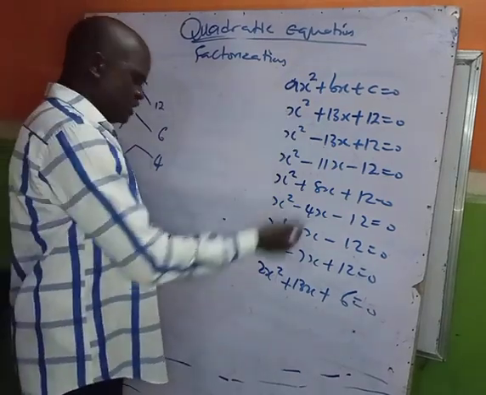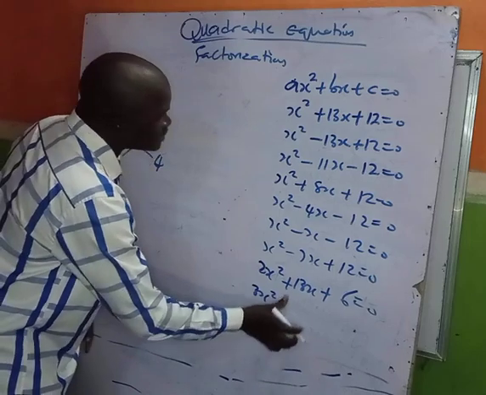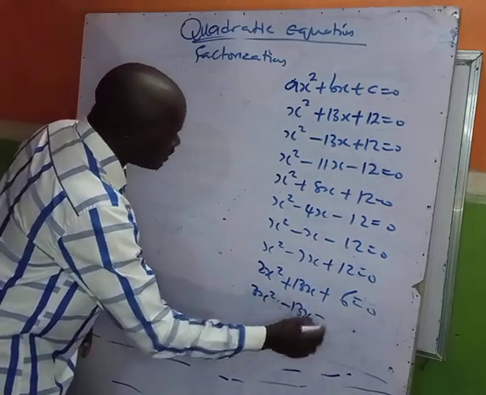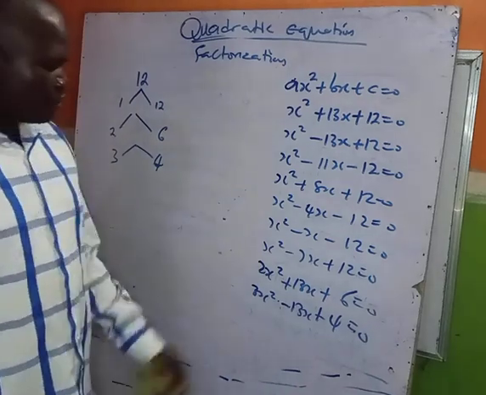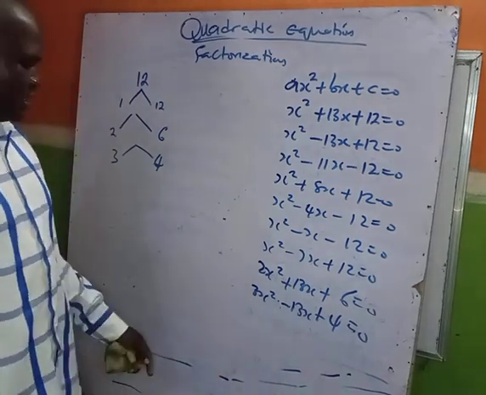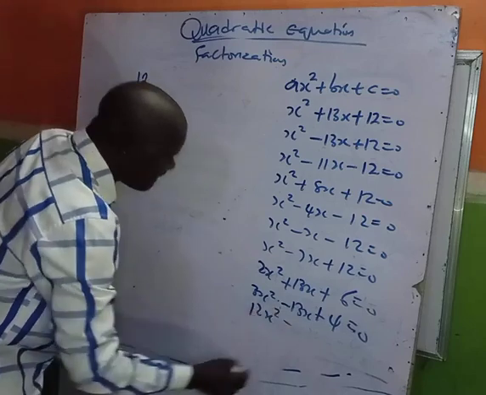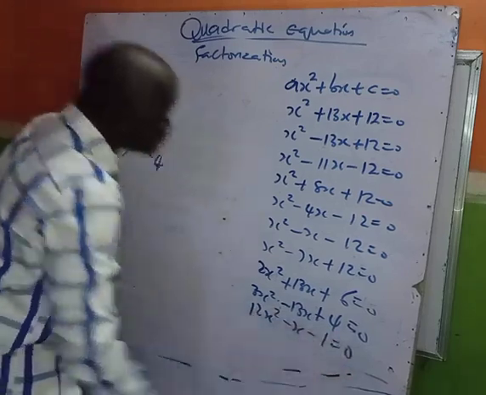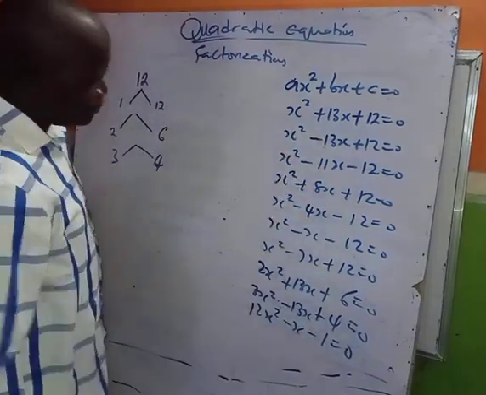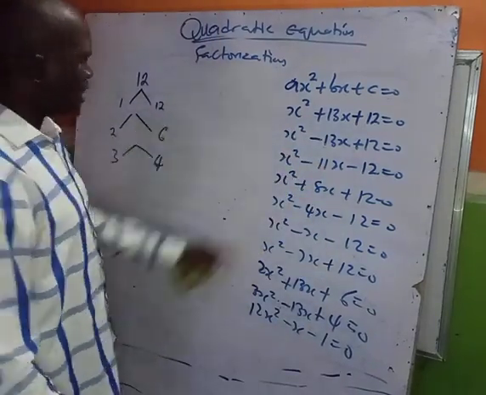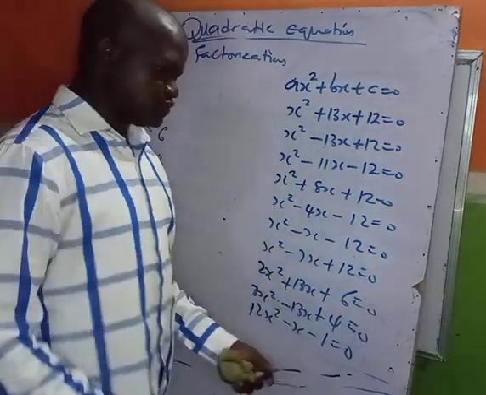If I want 3 to be here, so I will have 3x squared plus what? Let's see, minus 13x plus 4 equal to 0. Well, what if I want 12 to be here? Considering this one, you can have 12x squared minus x minus 1 equal to 0. So if you want to use it to form quadratic equations, you can form it like that. This one you see, you can use to form as many questions as possible.